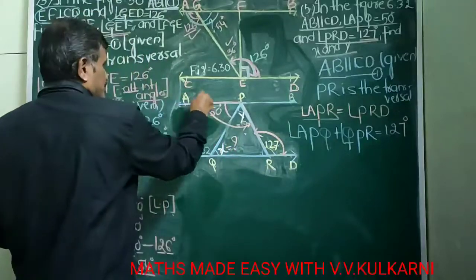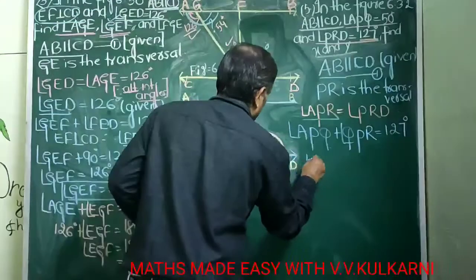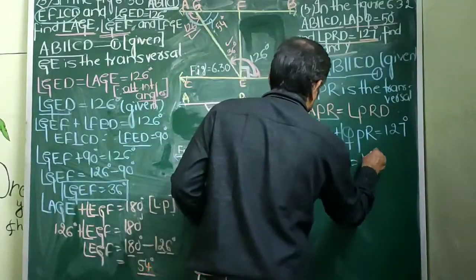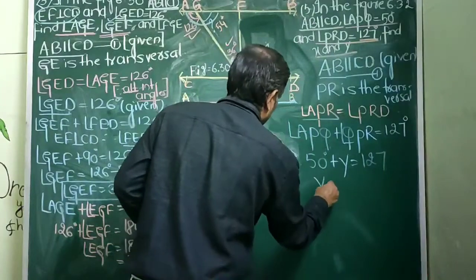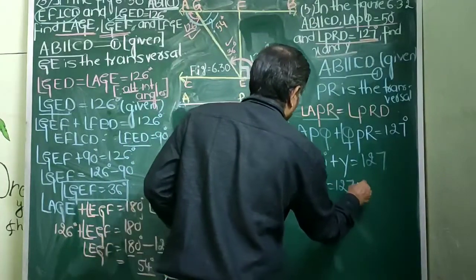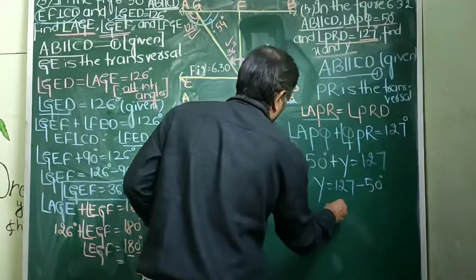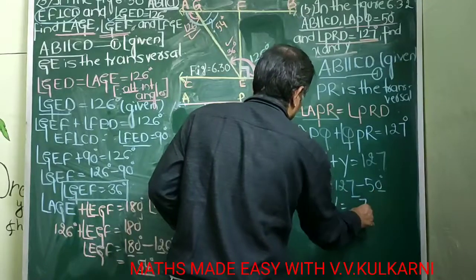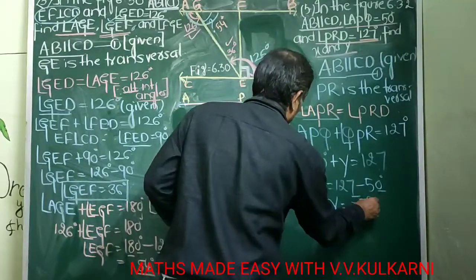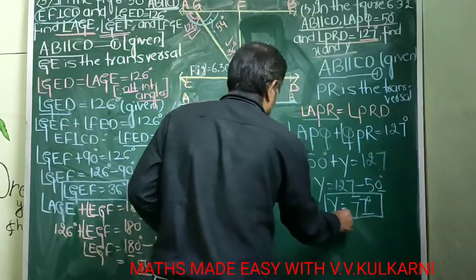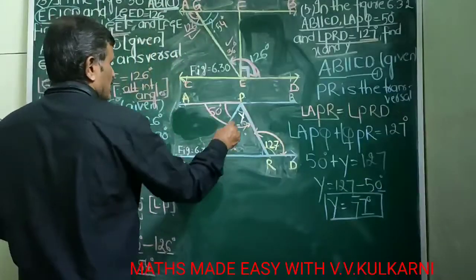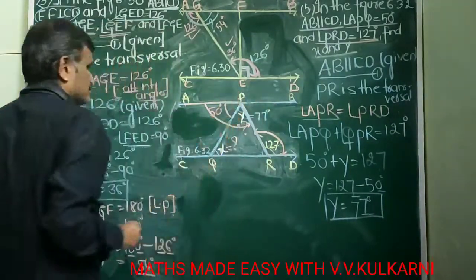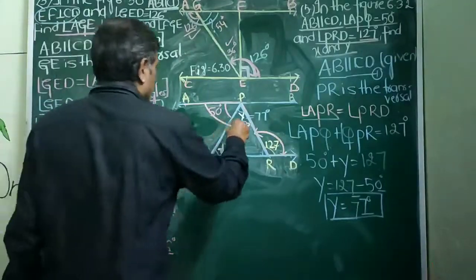Now this angle APQ is already equal to 50. So 50 plus Y is equal to 127. So Y is equal to 127 minus 50. And 127 minus 50 is 12 minus 5 is 7, and 7 minus 0 is 7. So this angle is equal to how much? 77 degrees. So dear children, I have got Y is equal to 77 degrees.